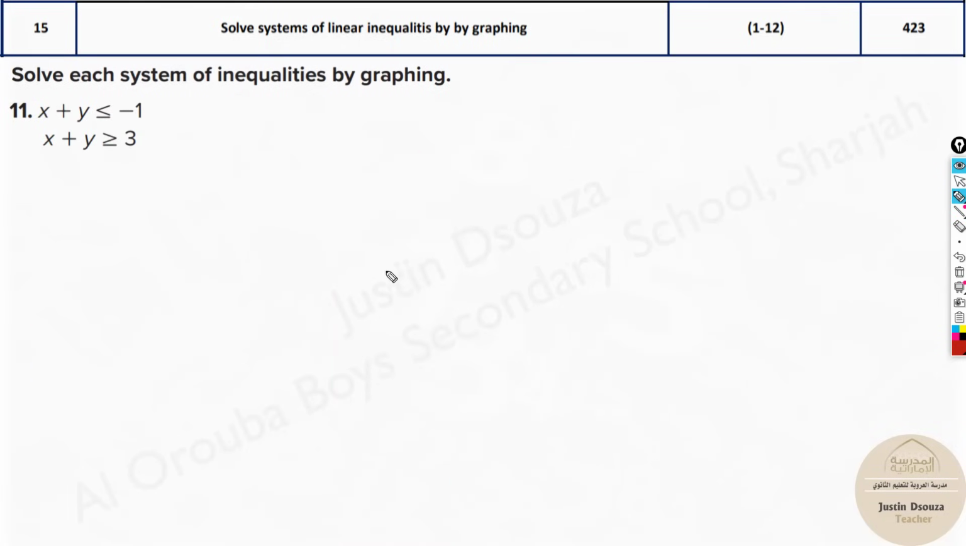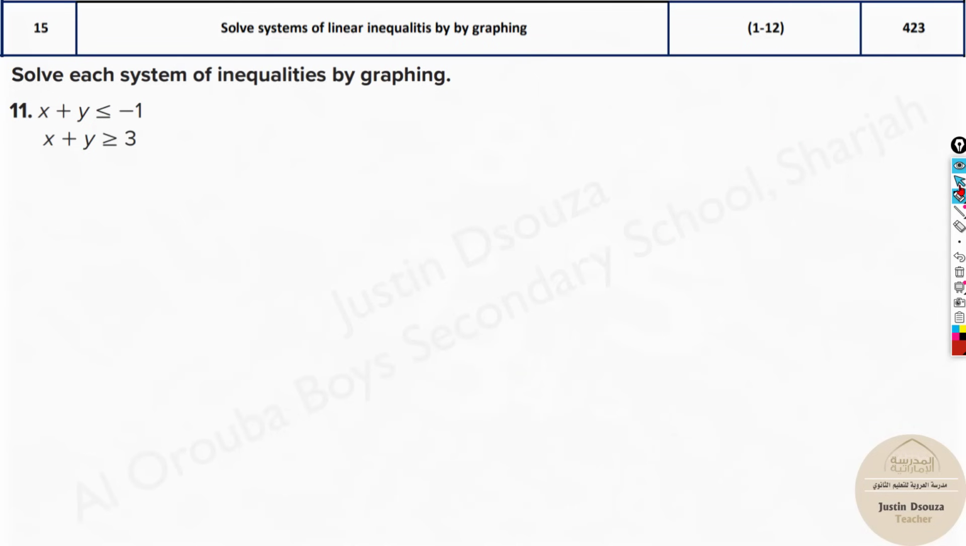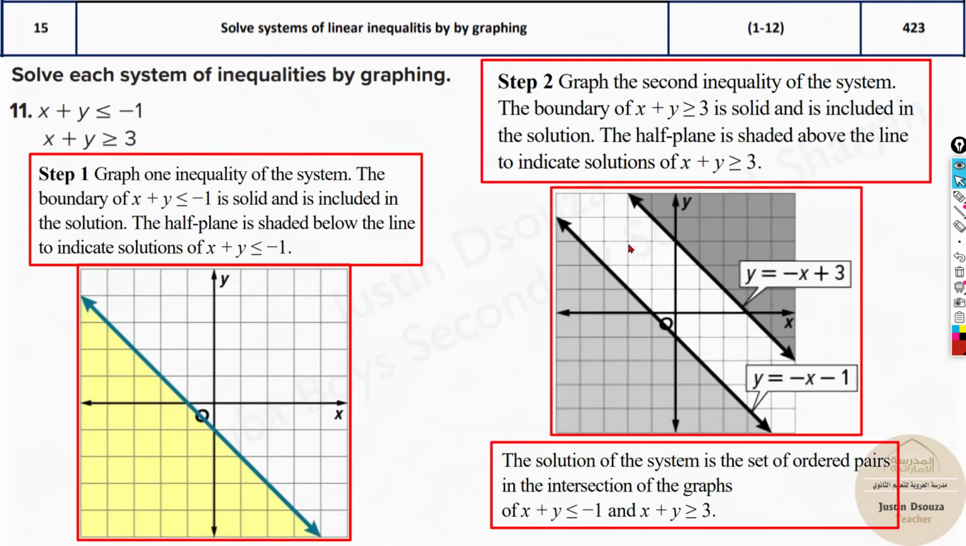Now here, what you need to do first is write it in slope-intercept form. It will be y less than or equal to minus x minus 1. Y is greater than or equal to minus 6 plus 3. Remember, when you have minus x, the lines go downwards, sloping downwards. When we have positive x, it's upwards. And if it was only less than or greater than, dotted lines. These are basic knowledge of graphing. Just implement it and you can easily figure out which is the solution.